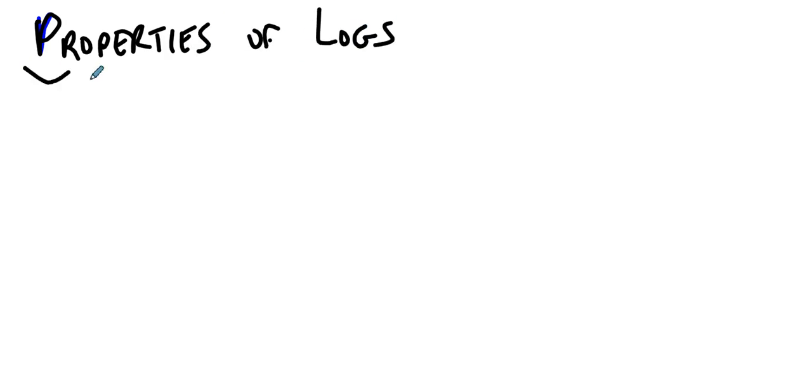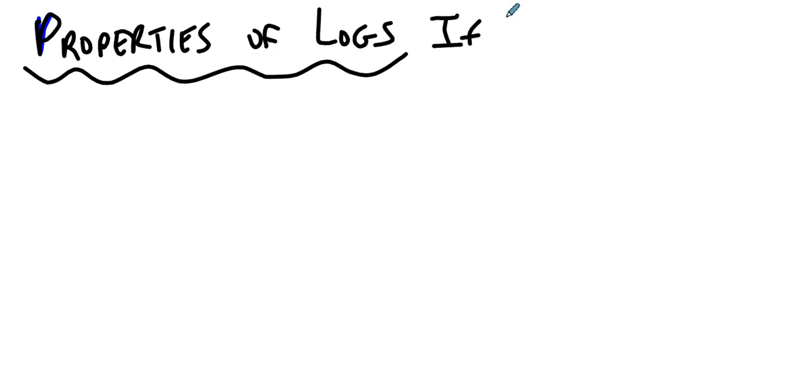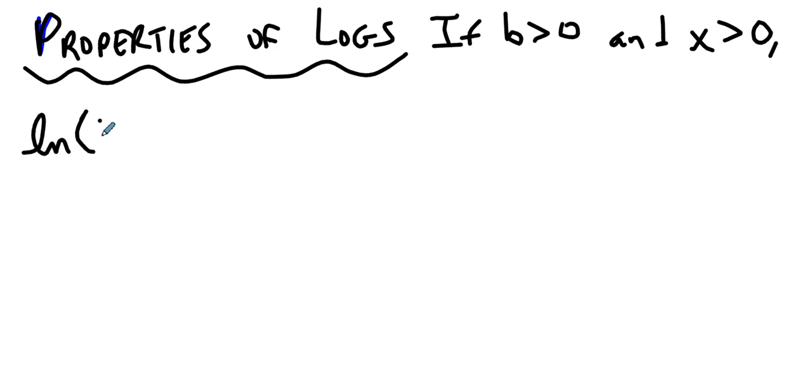There are properties of logarithms that you remember from high school. Those properties also extend to the natural log function. We can prove all of them off of the definition of logs that we've just talked about. I'm going to say that b is a positive number, and I'm going to say that x is a positive number. Then there are some things you should know.